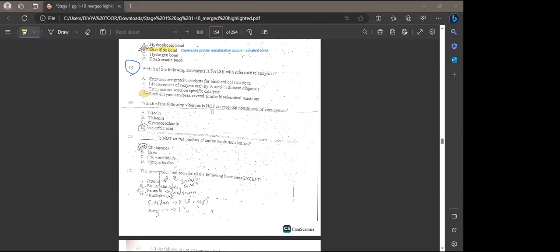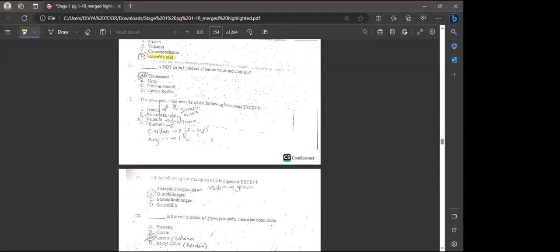Which of the following vitamins is not an essential constituent of coenzymes? Cyanocobalamin, I think that's thiamine. Niacin. Cobalamin. From a video I saw on YouTube, niacin and thiamine are already there. I don't know about cobalamin. Cobalamin is B12, right? So I think even that one is there. So the coenzyme one should be ascorbic.